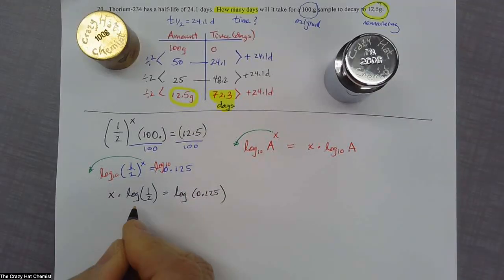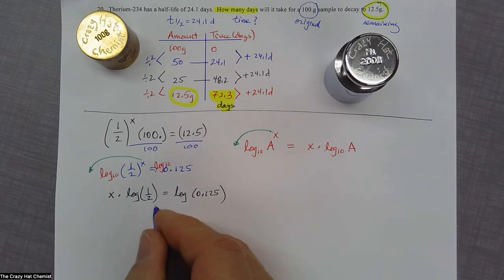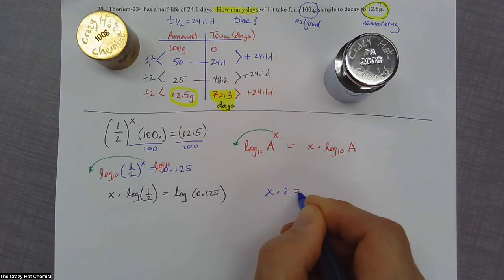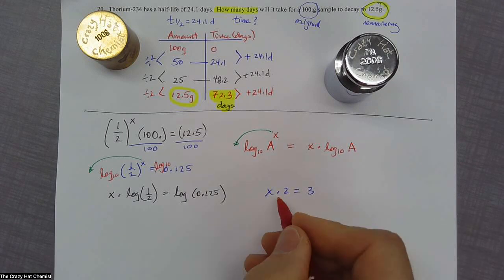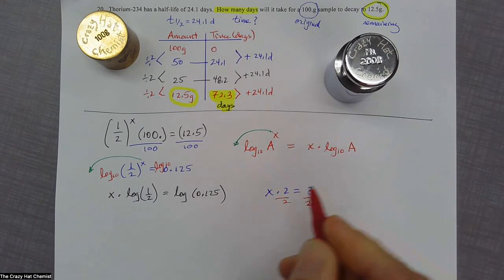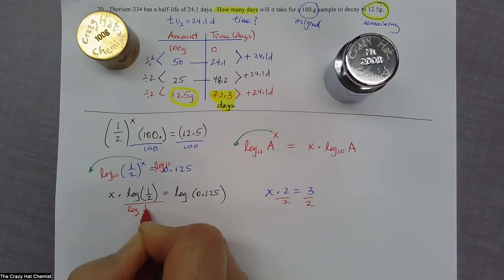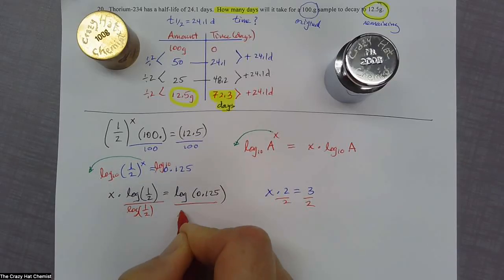Now, I didn't write log base 10, but it is still log base 10. Your calculator is probably more than likely already in log base 10, so you just have to hit the log button to get this correct. So now this should be a simple mathematical process. This is like X times 2 is equal to 3. How would you solve this? Well, you're going to divide both sides by 2. So that's what we're going to do here. We're going to divide by log of 1/2 on both sides.